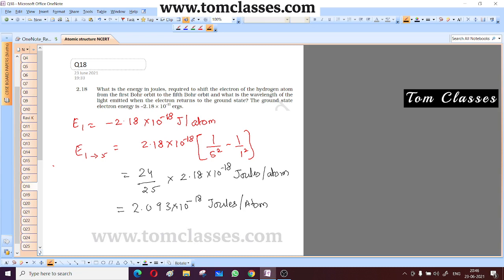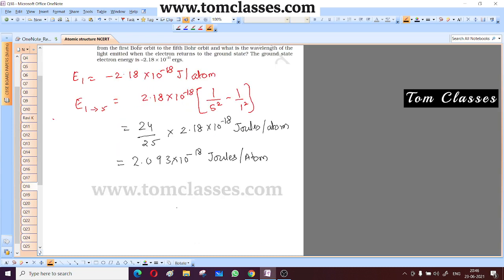You can say initial state, and the same amount of energy will be released, right? So for that, the wavelength lambda is hc by E. This value is 6.63 into 10 to power minus 34 multiplied with 3 into 10 to power 8, divided by 2.093 into 10 to power minus 18, right?